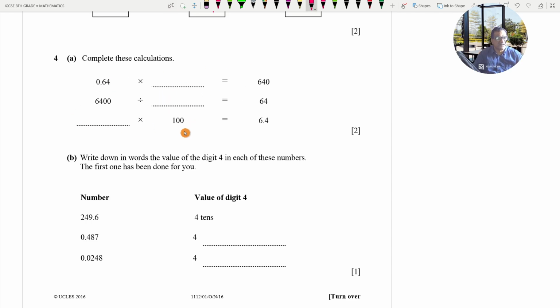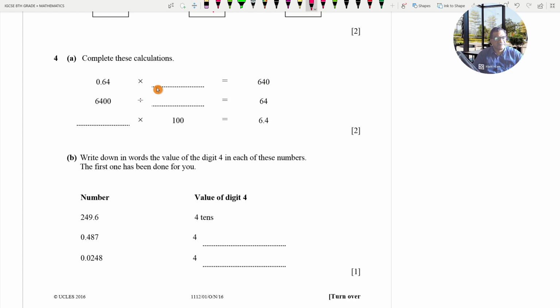Now this particular calculation is basically based on the movement of the decimal point when it is multiplied or divided by numbers like 10, 100, 1000, 10,000. So minus 64 multiplied by something should give you 640. Now what number will you take so that you will get 640? The logic is, I'll write here for you.